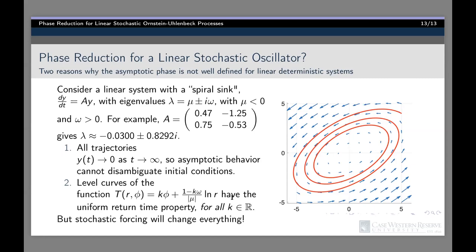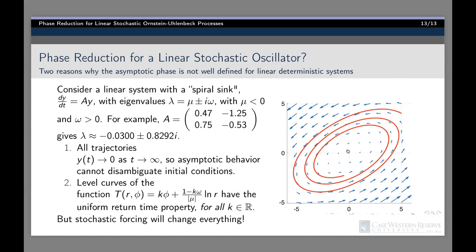So these curves correspond to different logarithmic spirals. And so you can set up spirals that have the identical return time property but have different pitches, so to speak. It's well known that you can only define the asymptotic phase for a limit cycle, not for a spiral sink. But the fascinating thing is that if you include noise, if there's any stochastic forcing whatsoever, then the picture changes completely. And in fact, you can define uniquely a well-defined asymptotic phase, even for a linear stochastic process.